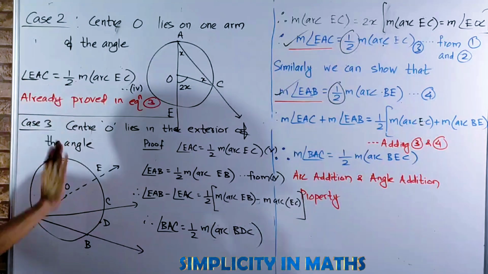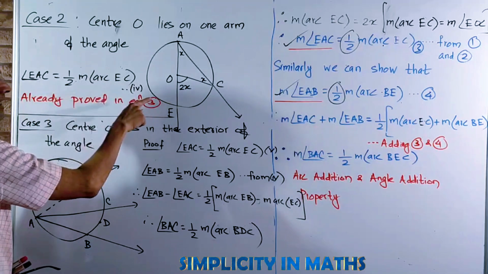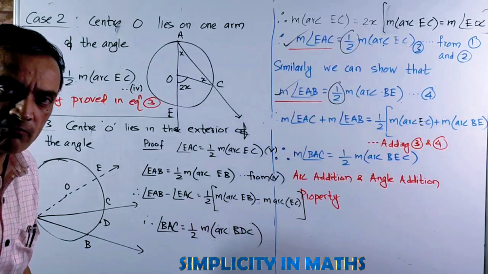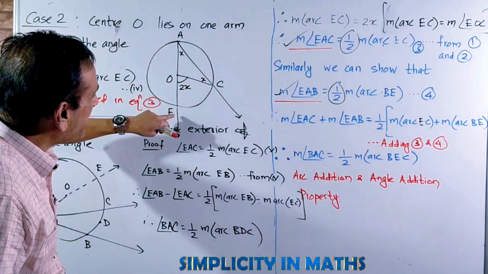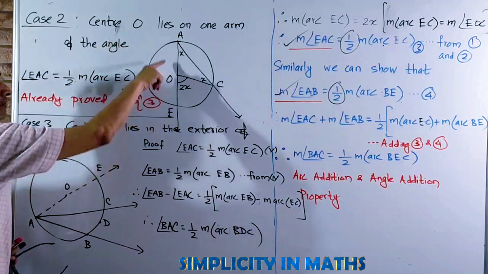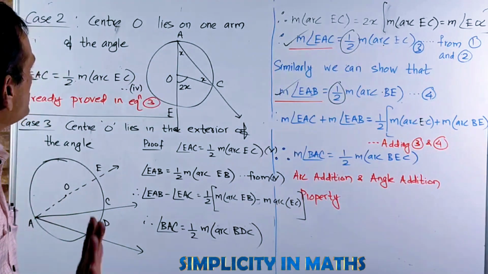So you only have to write here: angle EAC is equal to half the measure of arc EC, already proved in equation 3. So even when the center lies on one arm of the angle, the inscribed angle theorem is proved. Angle EAC and arc EC. Okay? Case 2 is very simple.